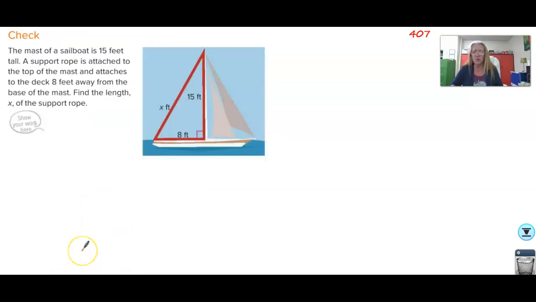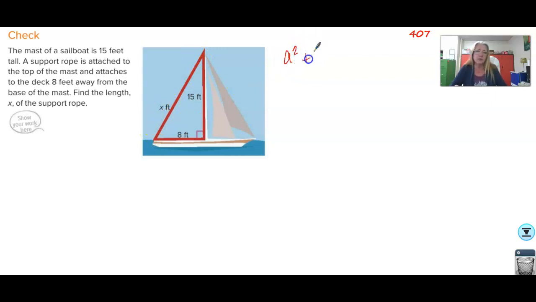And we have a boat. This whole section is full of boats for some reason. I don't know. Somebody really likes boats. The mast of a sailboat is 15 feet tall. Okay. A support rope is attached to the top of the mast and attaches to the deck 8 feet away from the base of the mast. So we know that this support rope is 8 feet away from the base. Find the length of the support rope. Again, we're solving for the hypotenuse, so this is pretty easy.